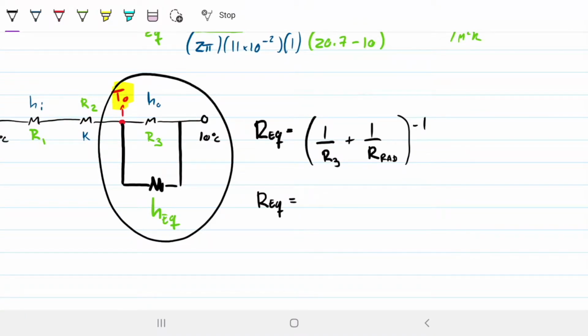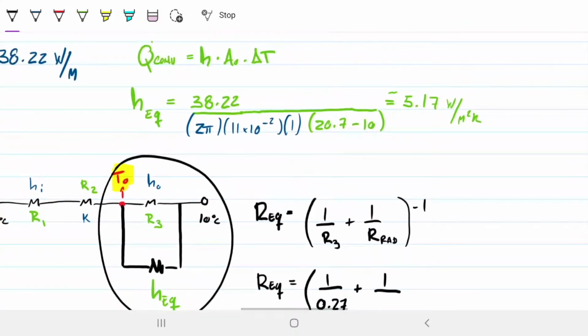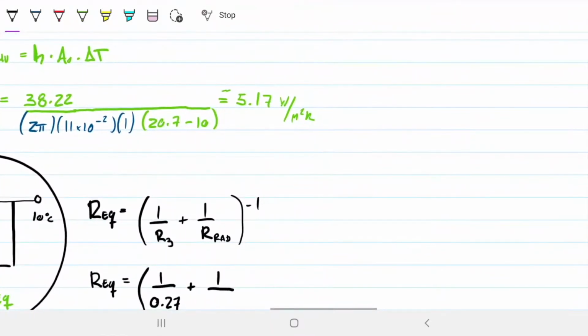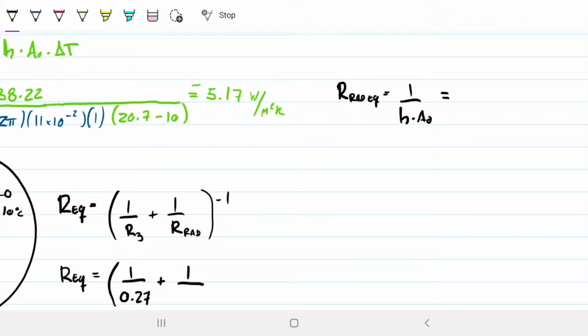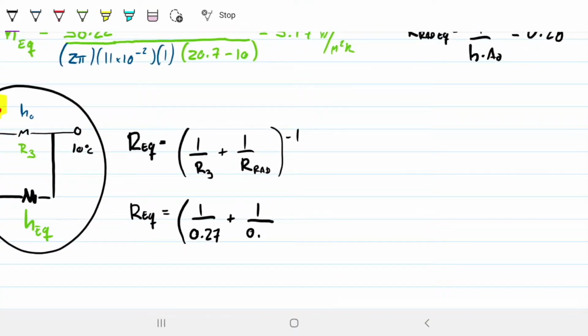This is 1 over, what was it? 0.20 something, 0.27. And this guy here, we can do it here, or we can do it here in the corner. It doesn't matter, because we know the equivalent resistance for radiation is just going to be 1 over the one we just found times the outer area. And this I got to be, well, 0.28. And then the equivalent to the minus 1. And the equivalent of this whole thing is about 0.14.